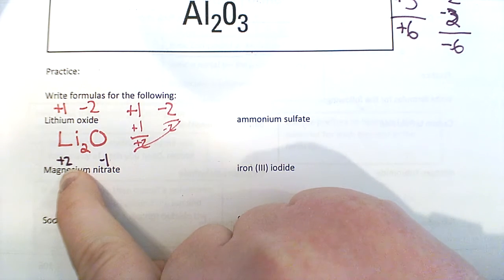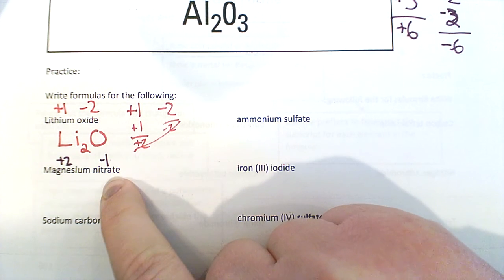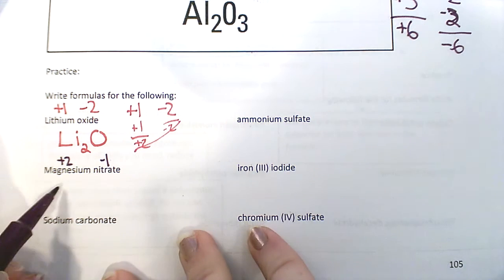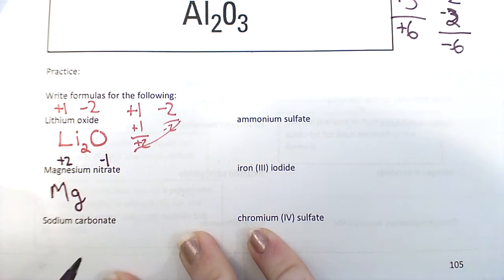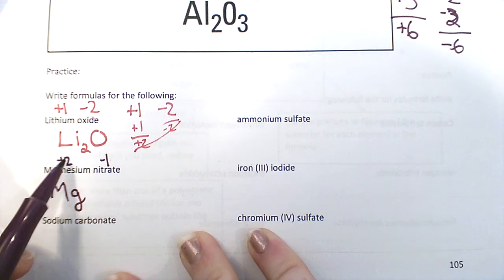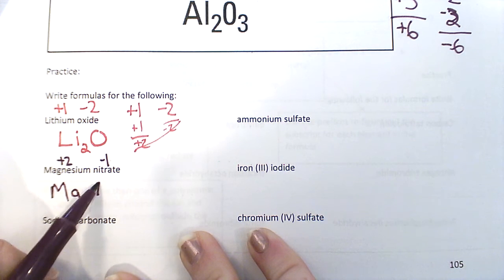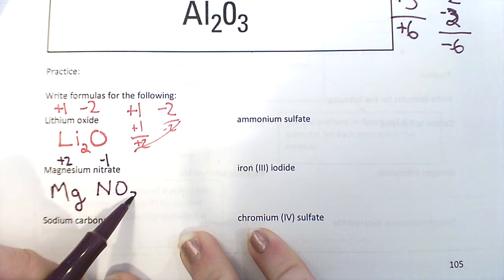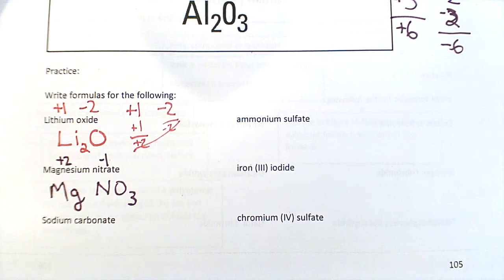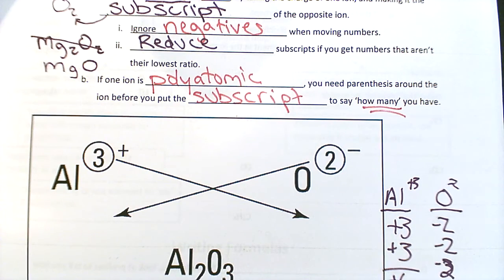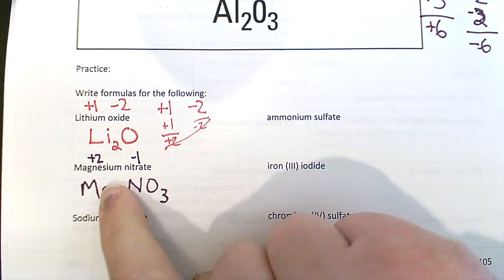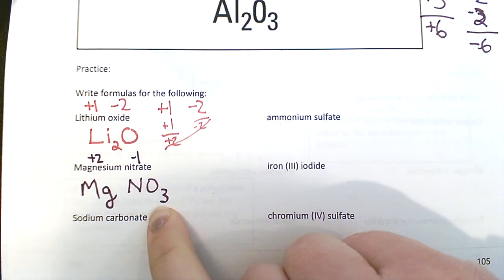And so remember, the charge of 1 tells you how many you need of the other. Okay, so nitrate has a 1 there, so that means I just need 1 magnesium. And magnesium has a 2, which means I need 2 nitrates. So here's my formula for nitrate, NO3. Okay, so up above when I said if one of your ions is polyatomic, we need to use parentheses. Okay, so I need 2 nitrates.